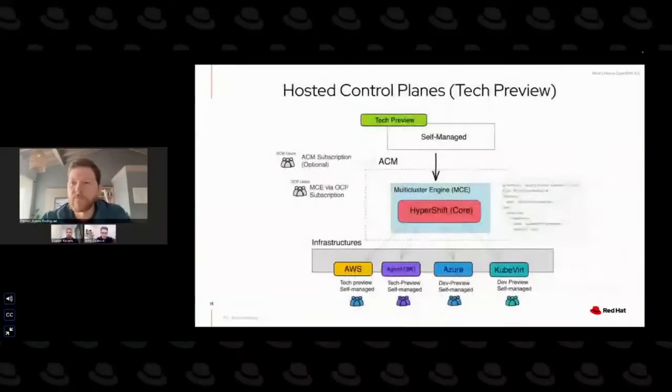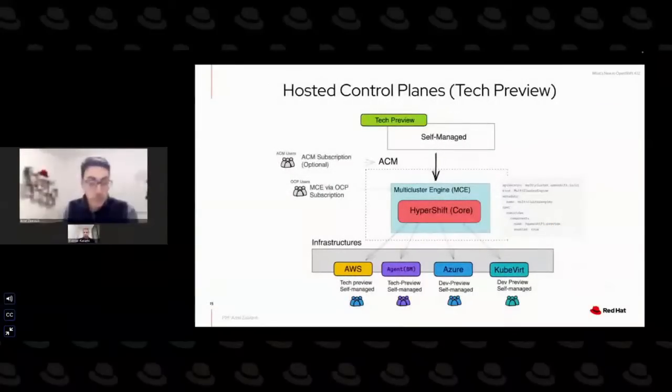Thank you, Ramon. So for hosted control planes, we're going to continue to tech preview hosted control planes on AWS. Additionally, we're going to introduce a preview for bare metal using the assisted installer flow. We also call that the agent flow. And then we're continuing to dev preview Azure and KubeVirt, especially for use cases like OpenShift on OpenShift.